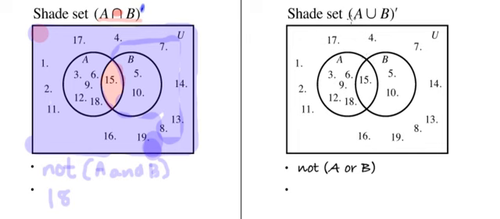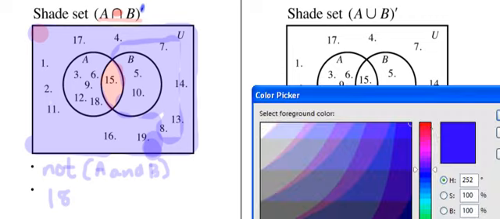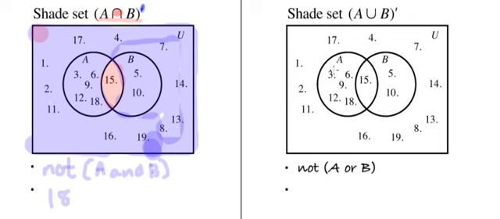And last one, shade set (A union B) prime, or negation. So A union B would mean we start with, here's all the members of A, and here's all the members of B. That's what this inside section means. All the members of A combined with all the members of B. Now the prime says, okay, you got all those people? Not them. Give me everybody else.